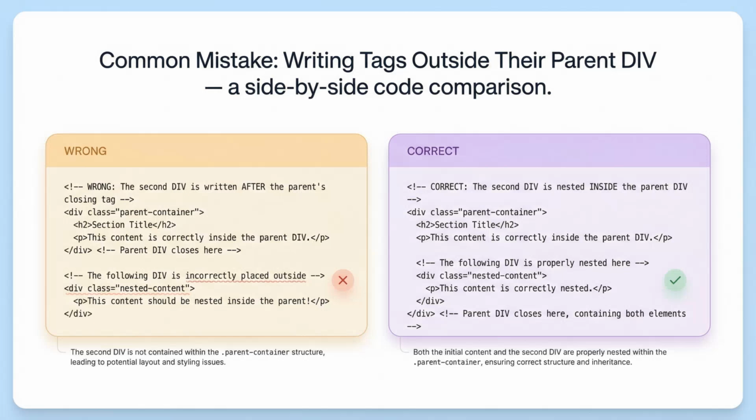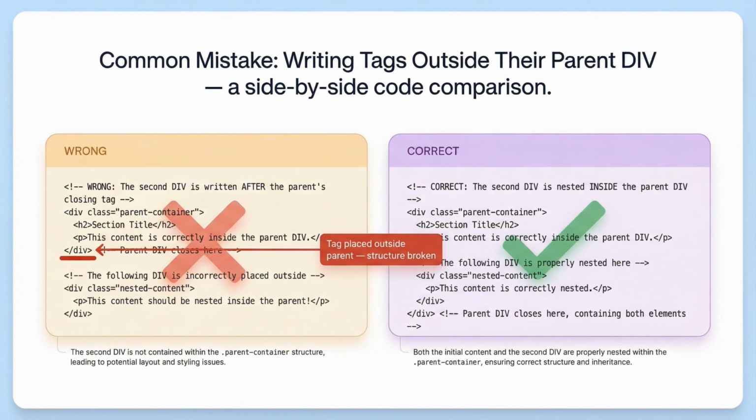Here's one of the most common beginner mistakes: accidentally writing a child div outside the closing tag of its parent. It looks almost right, but the structure is completely broken. The fix is simple. Always double-check that your closing tags are in the right place. Read your code line by line and use the formatter, Ctrl-Shift-F, to keep indentation clean. The formatter is your best friend here.